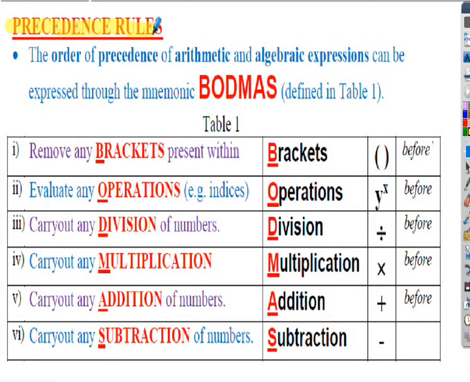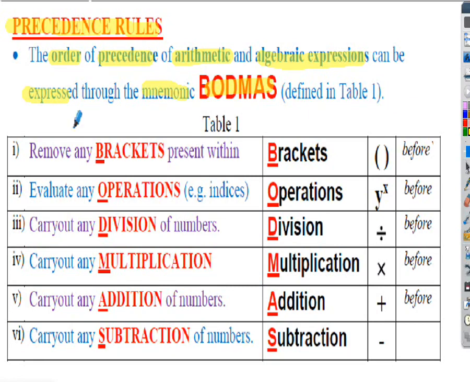Precedent rules. The order of precedent of an arithmetic or an algebraic expression can be referenced through the mnemonic BODMAS. It's defined in table 1 below. The mnemonic BODMAS is simply a framework which allows us to structure our calculations.